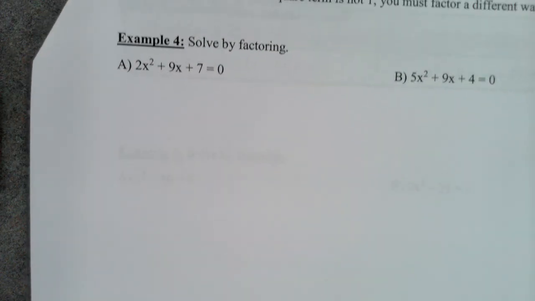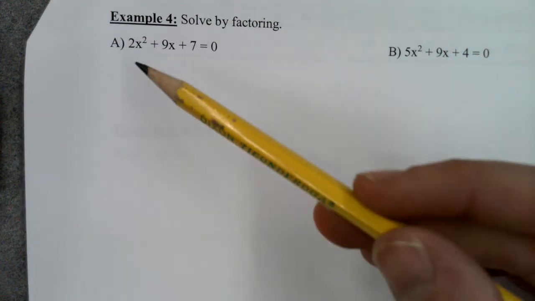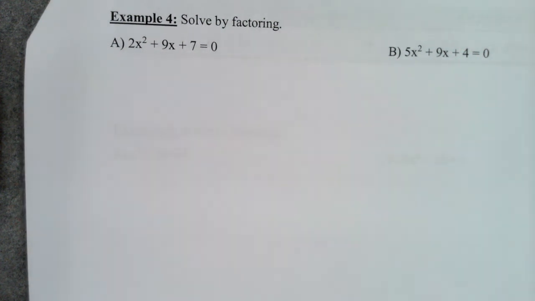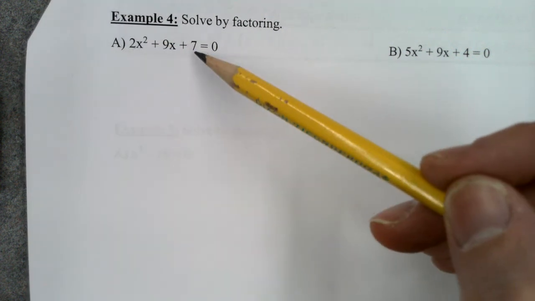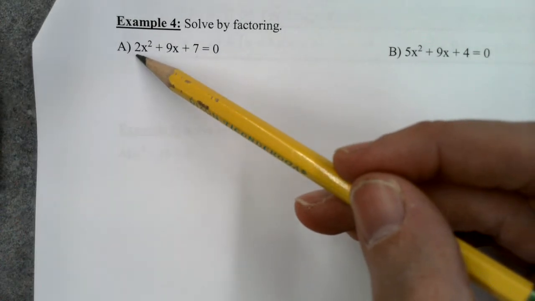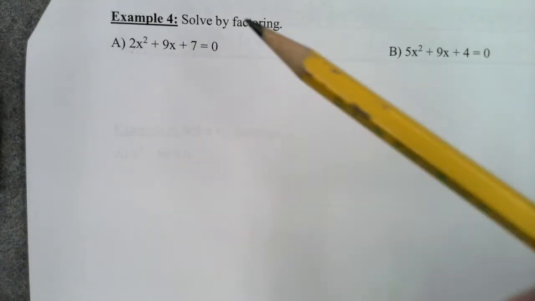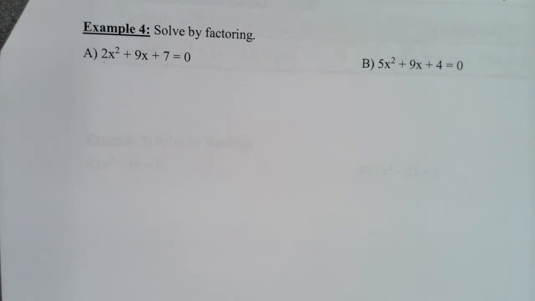First thing you're going to do for this one is take the number before x squared, in this case it's 2, and multiply it by that number right there. Again, these have to be equal to 0 first. So I'm going to take that 2 and multiply it by that 7. Let me do this on a separate piece of paper, that way you can see it better.